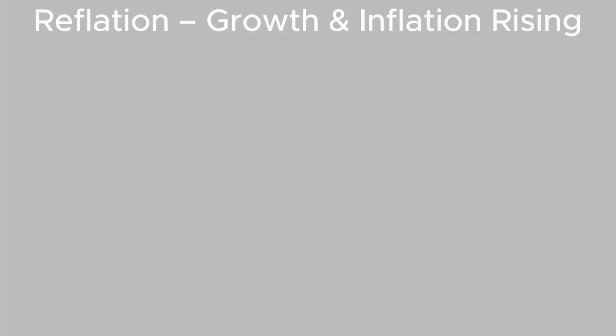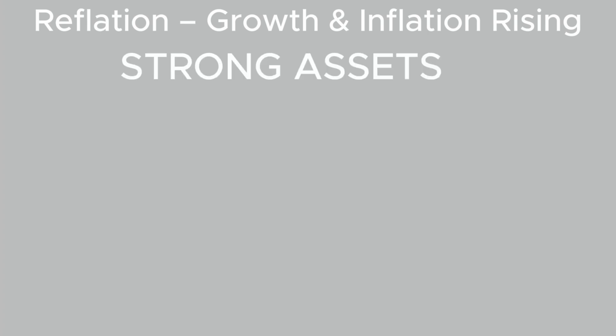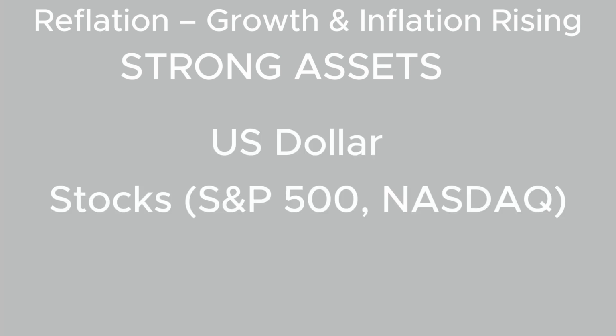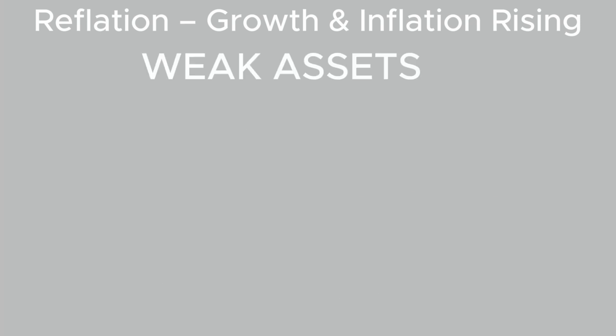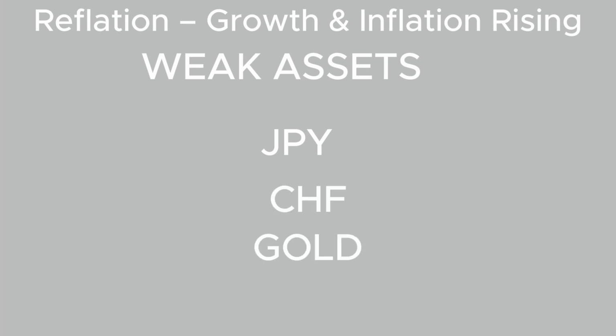Reflation occurs when the economy starts recovering from a slowdown. GDP growth picks up, inflation rises, and central banks may keep rates low to support expansion. Best currencies and assets to trade. Strong performers in this environment are the US dollar, stocks, S&P 500, NASDAQ, US oil, and corporate bonds perform well as credit conditions improve. Weak performers, safe havens like JPY, CHF and gold struggle as risk appetite increases. In this environment, look for long opportunities in risk assets.